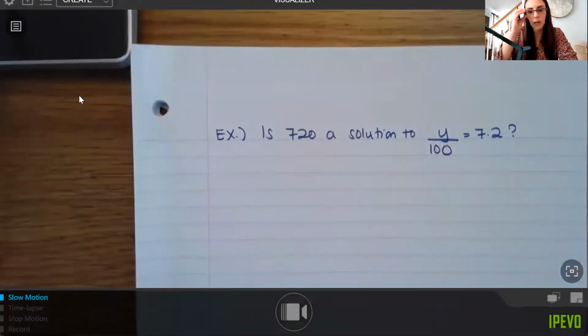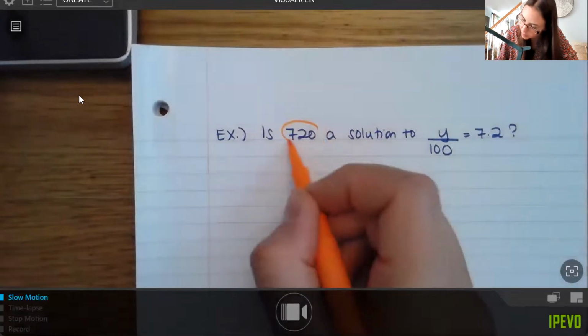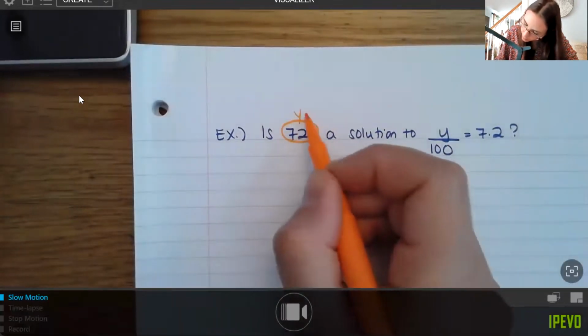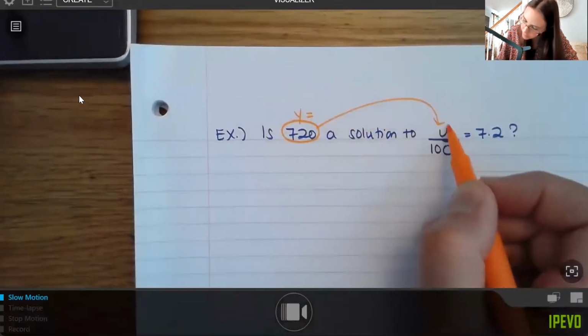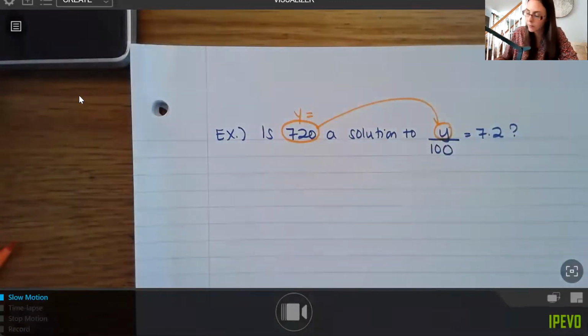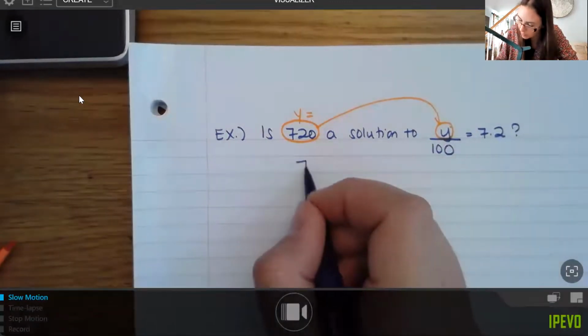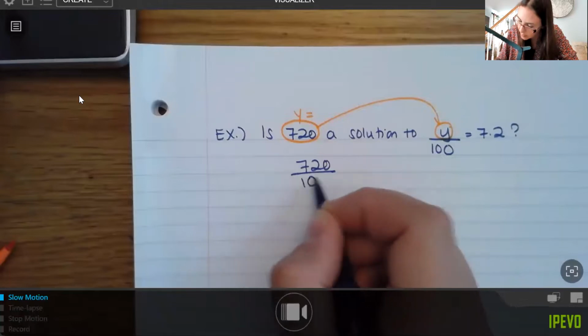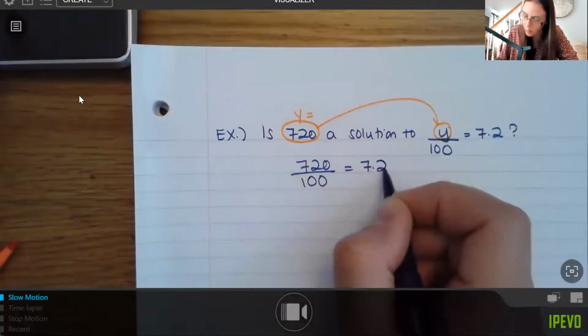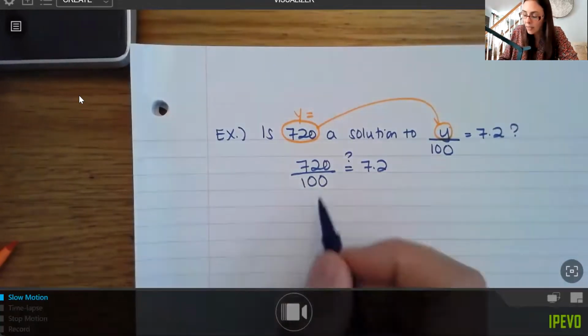Is 720 a solution to the equation y over 100 equals 7.2? So remember, if you're talking about solutions, you're just taking your value here. So this is our y value, and we're replacing it in the equation. And we're going to see if the answer is actually true. So I have 720 over 100 is equal to 7.2, right? This is my question.